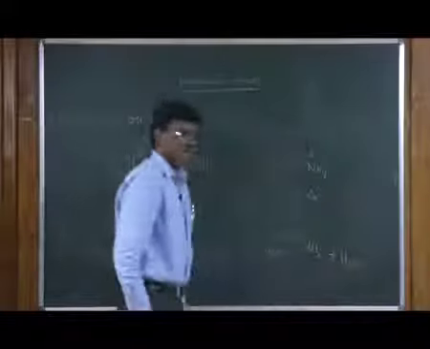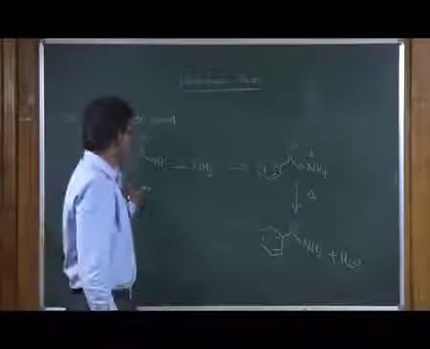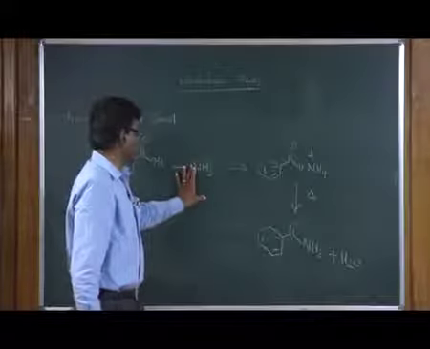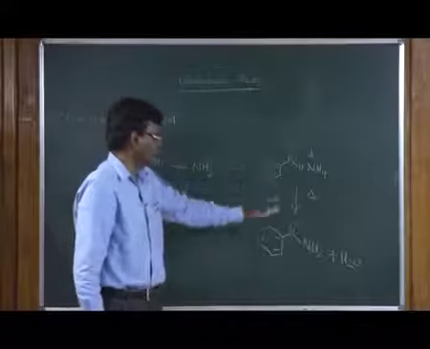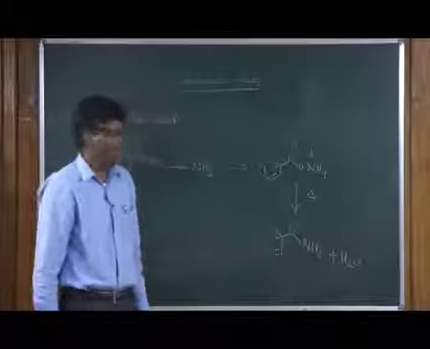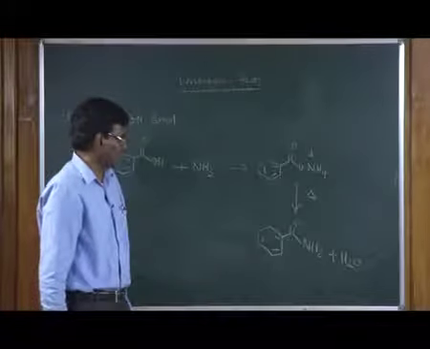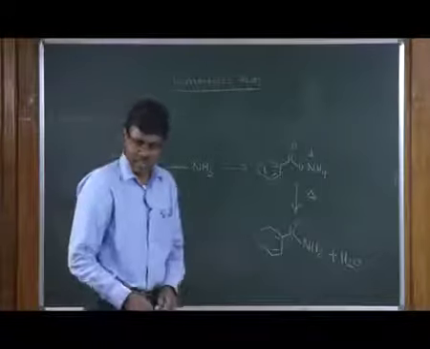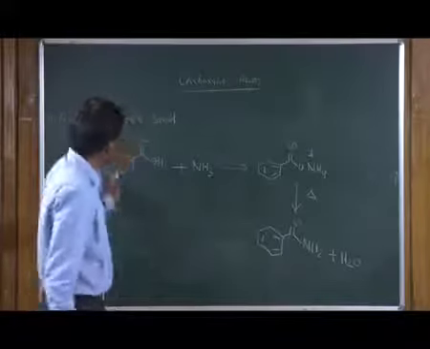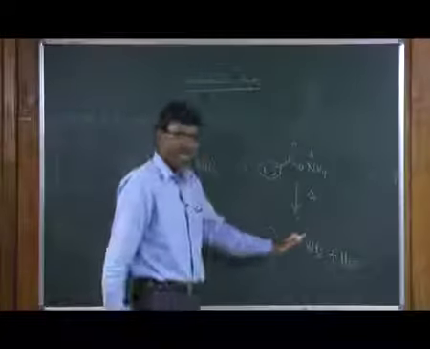It is also a very useful reaction. If you have a carboxylic acid and ammonia, you can make the salt, and when you heat the salt, it can give the amide. In the case of benzamide, you will get benzamide. But if you use an aliphatic carboxylic acid, you will get the corresponding amide.